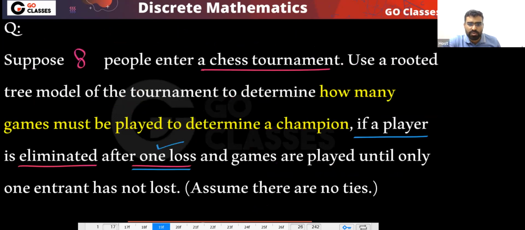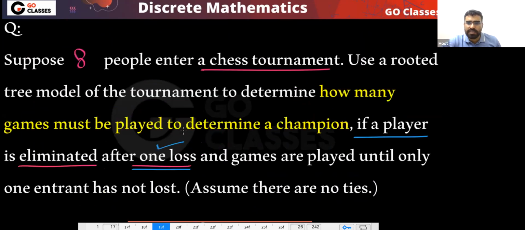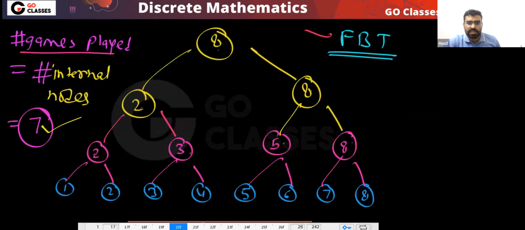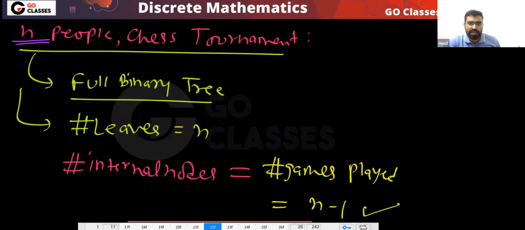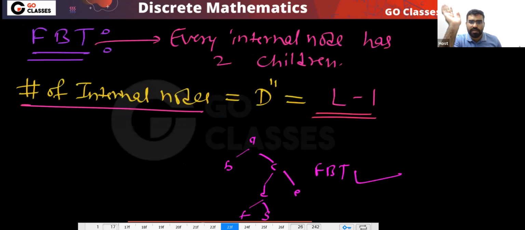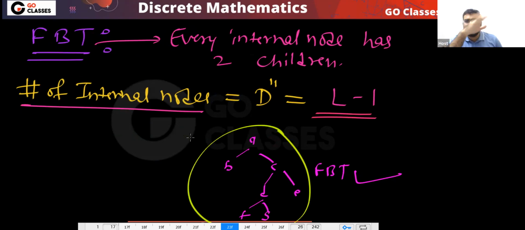So actually in this question, if this question comes in the exam, then definitely they should give some more information. If you play 2 power k people, there is no problem. But if you have n people, maybe odd, any number, then you can have this type of tournament. So ultimately the answer will be the same, but the question will change.